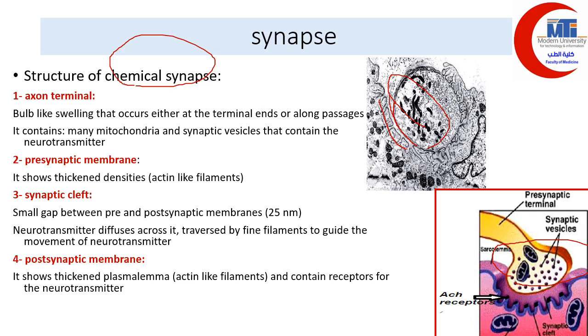So the chemical synapse is formed of the presynaptic membrane, the synaptic cleft, and the postsynaptic membrane. The presynaptic membrane has many dense parts, rich in actin-like filaments. The synaptic cleft is a small gap between the pre- and postsynaptic membranes, across which the neurotransmitter diffuses. The postsynaptic membrane shows a thickened plasmalemma because it is rich with actin-like filaments. This side is the postsynaptic membrane, this is the presynaptic membrane, and this is the synaptic cleft.